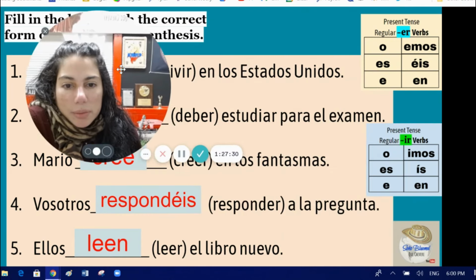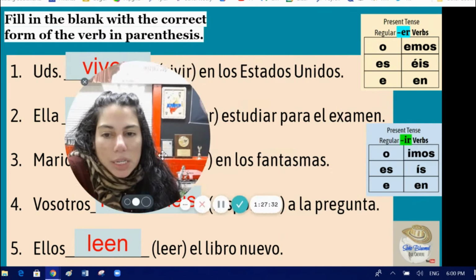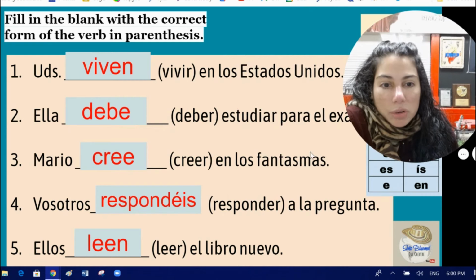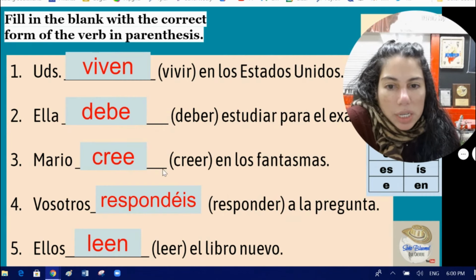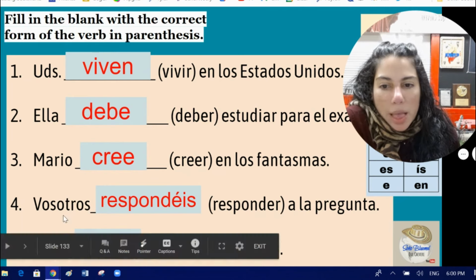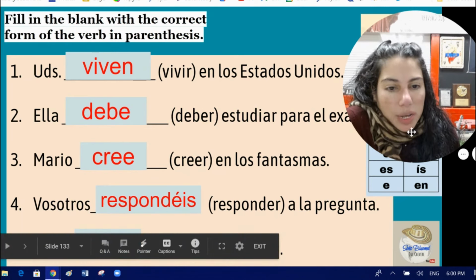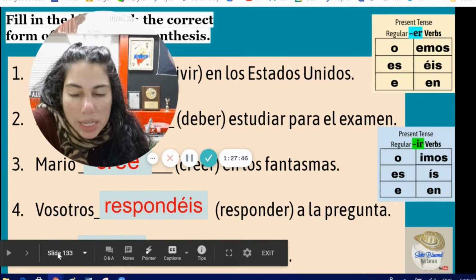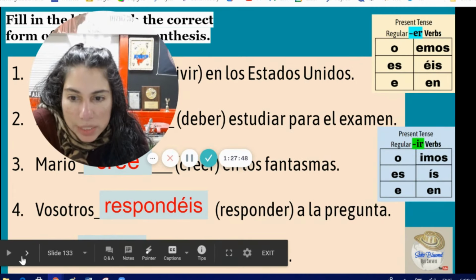Mario cree en los fantasmas. Mario believes in ghosts. Fantasmas is ghosts. Creer is to believe. Vosotros respondéis, to respond or to answer a la pregunta. And the one on the bottom, I don't know which one that is.